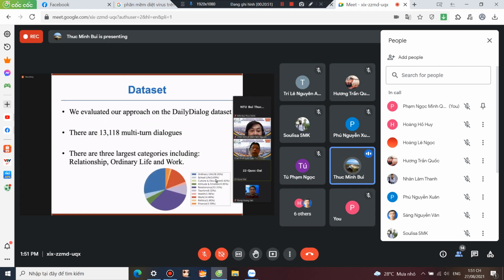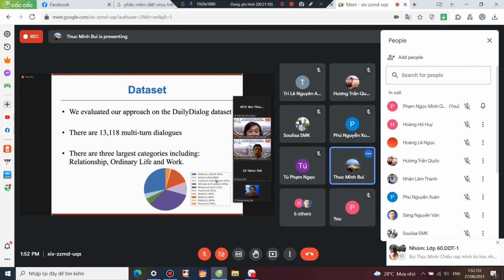About the dataset, for my experiment we use the DailyDialog dataset. It has more than 13,000 multi-turn dialogues, and there are three large categories: relationship, reply, and work. Each dataset was built by humans.